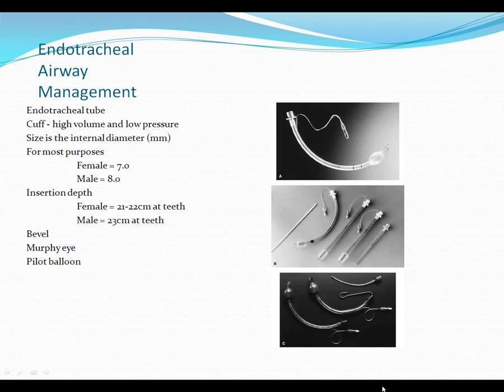That's the second hole on the side, and the reason for that is if you didn't have it and the tip of the tube was up against, let's say, the carina, you could have a complete obstruction of your endotracheal tube, and this Murphy eye will at least allow some ventilation. And then the balloon, the proper name is a pilot balloon.